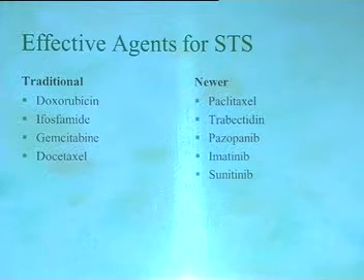So what are the effective agents for soft tissue sarcomas? The traditional ones are doxo, ifosfamide, gemcitabine, and docetaxel. The relatively newer ones are paclitaxel, trabectedin, pazopanib, imatinib, sunitinib. Imatinib is an old drug, but its role in sarcomas is relatively newer.